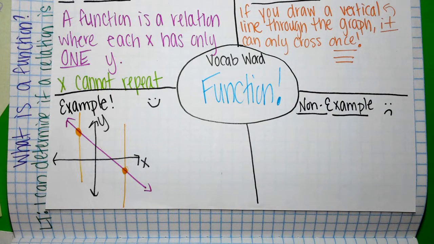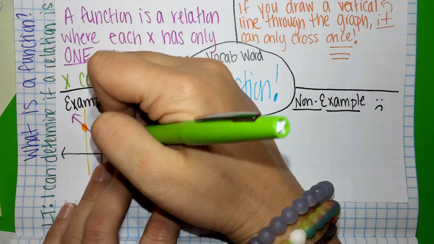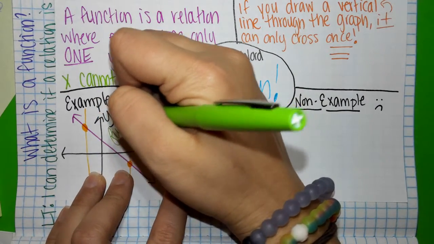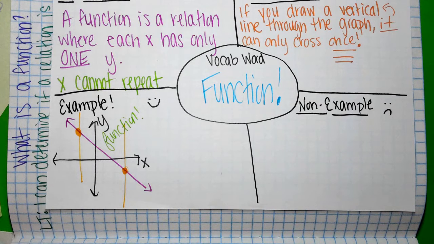So, how many times is it going to cross the line no matter where I draw my vertical line? Once. One time. So, is this a function? Yes, this is a function. It can only cross once for it to be a function. Now, that passed the vertical line test. Now, let's talk about why that is.